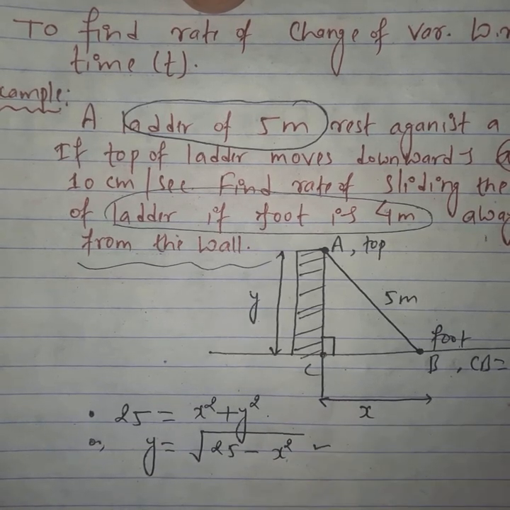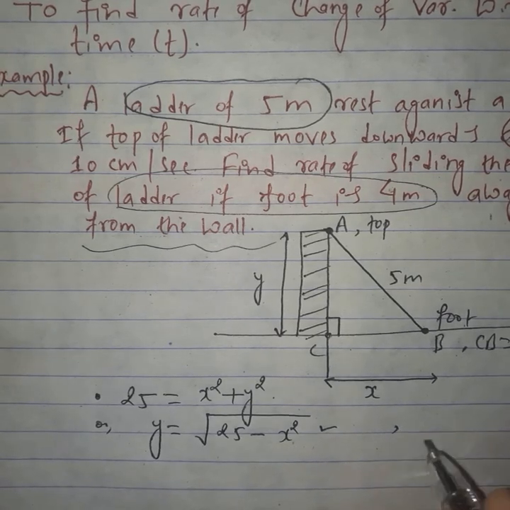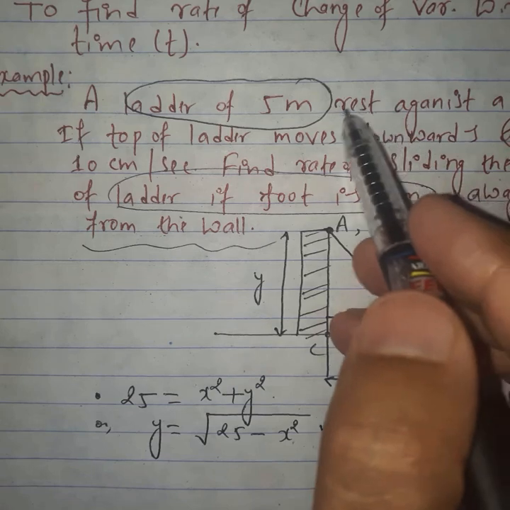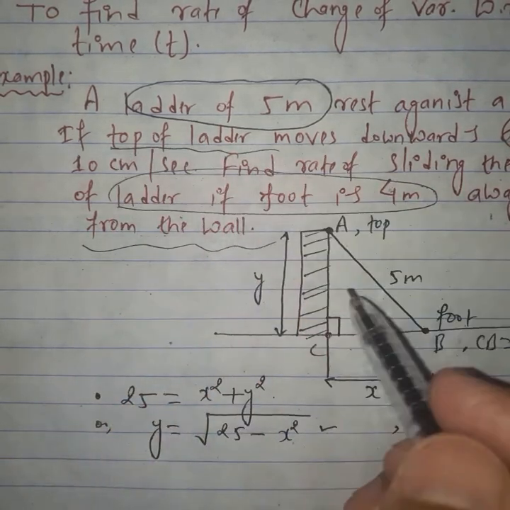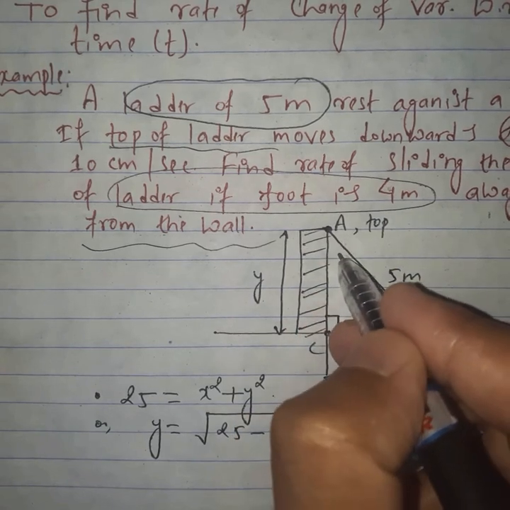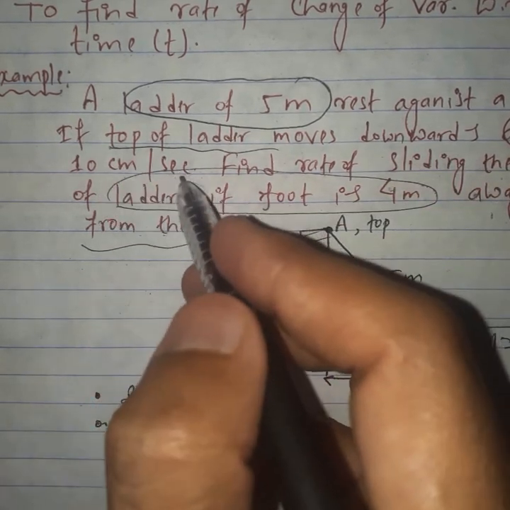This is the value of y, and given by the question, the top of the ladder moves downwards in this direction at the rate of 10 centimeter per second.